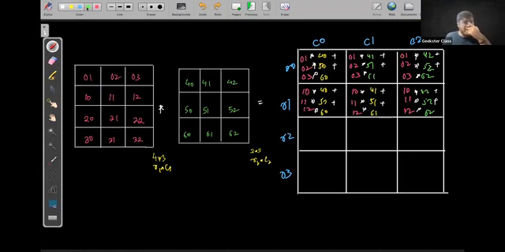Now quickly, can you tell me for R2, C0? It will be 20 into 40 plus 21 into 50 plus 22 into 60. So let me write all the multiplications and additions, multiplication, addition, multiplication, addition.